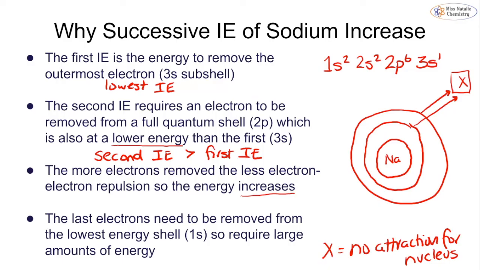The last electrons, 10 and 11, have to be removed from the lowest energy shell, so they require much larger amounts because, again, the distance from the energy shell 1 to point X is much bigger, so again the energy needed to move at that distance becomes larger.